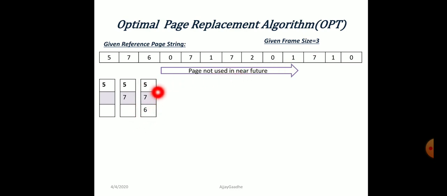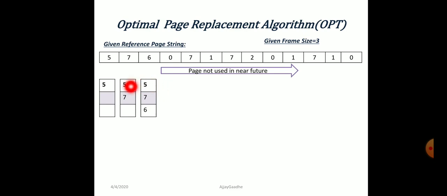So the page which will be having the maximum distance in the right side. Reversely, you can say the pages which will not be used in the future for a longer time will be replaced. So out of the 5, 7, 6, here page 5 is having infinite distance, page 6 is having infinite distance, because both the pages are not there in the future. So we can replace one of these pages.